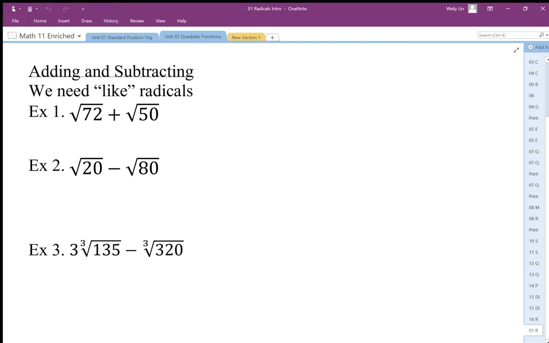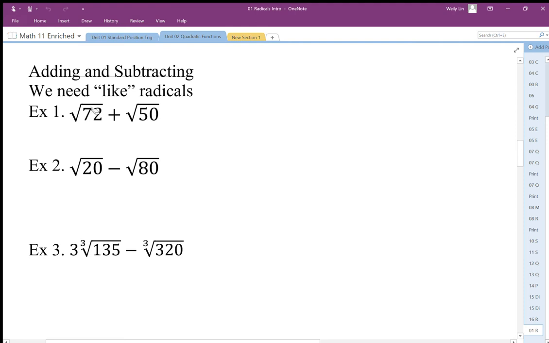So when we're adding, subtracting radicals, we need to have what we call like radicals. Or in other words, we need to make sure that the radical part of the expression is the same. And we can only determine this if this is in the reduced term or simplified radical, okay? Or the mixed radical form. So what we have to do first is we have to take out the perfect squares factor.